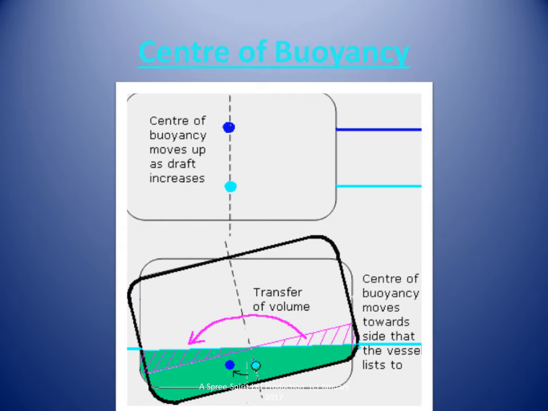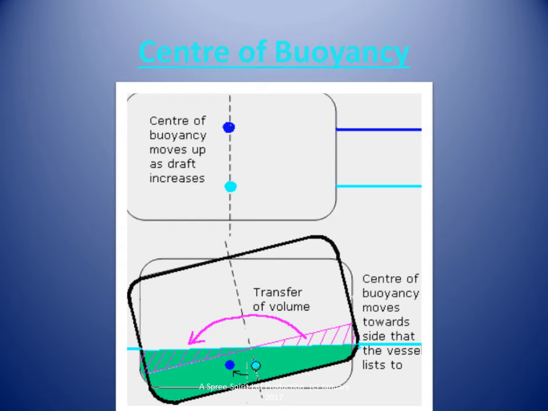This slide tries to demonstrate that the center of buoyancy changes as draft changes. In the top part of the diagram, imagine a ship with no cargo and with a draft of 4 meters. The center of buoyancy will be the center of the underwater hull, shown as the light blue dot. We then load cargo and the draft of the ship changes to 8 meters.